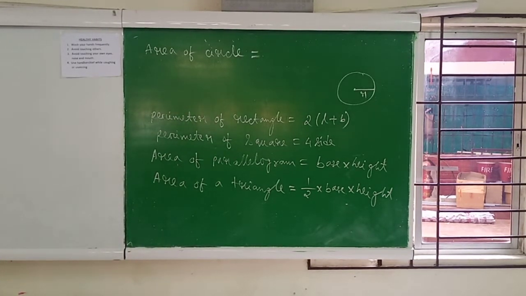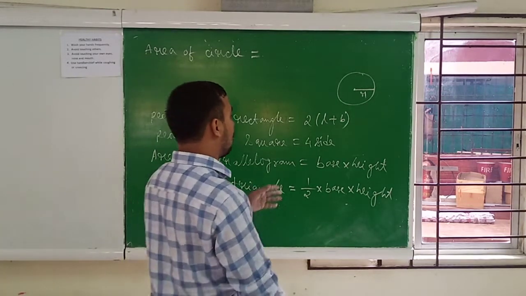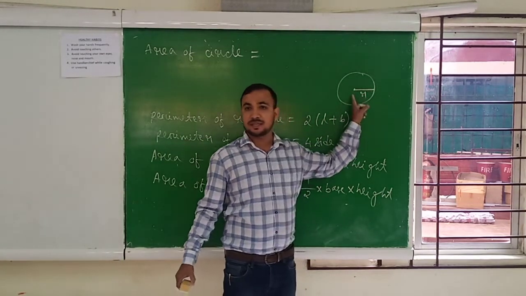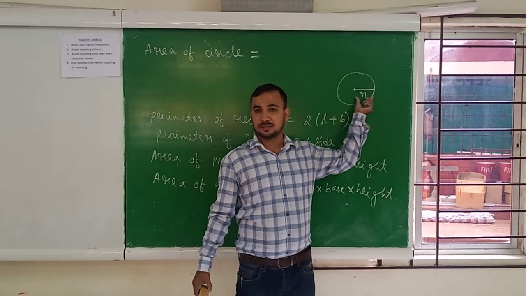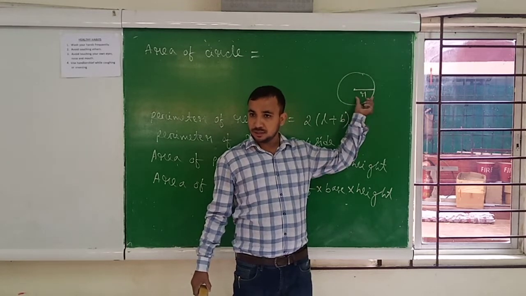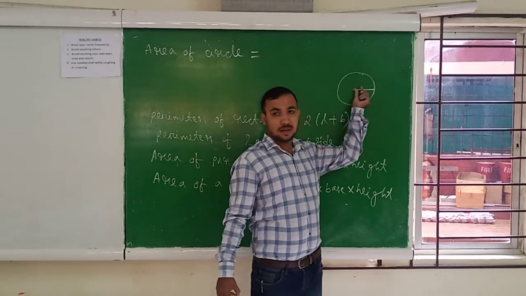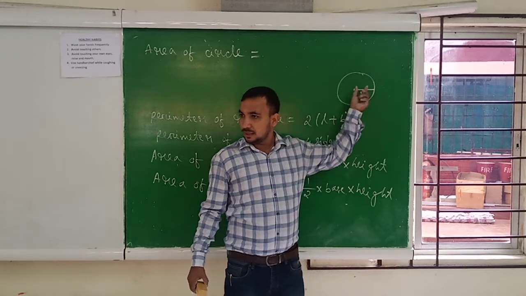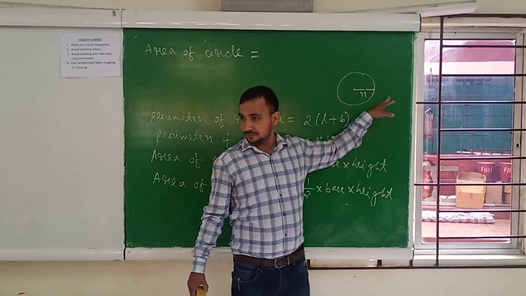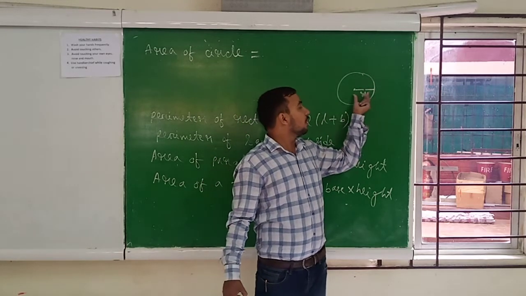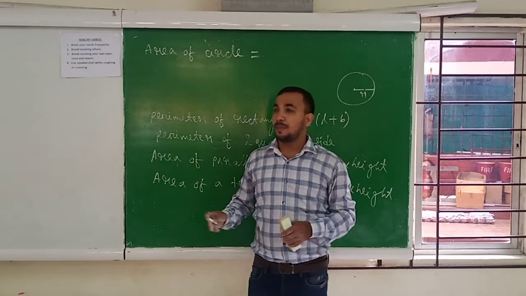Area of circle I got. Now to get the area of circle, suppose from the center to the circumference it is radius. This is radius. Okay, from center. Suppose this is the center of the circle and this is the circumference, the boundary. So for area of circle we will use pi r square.